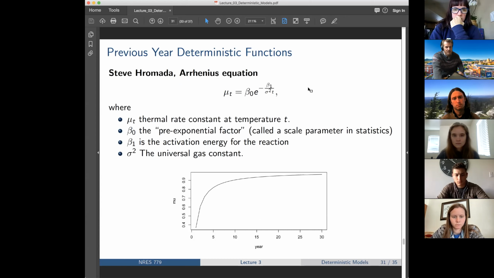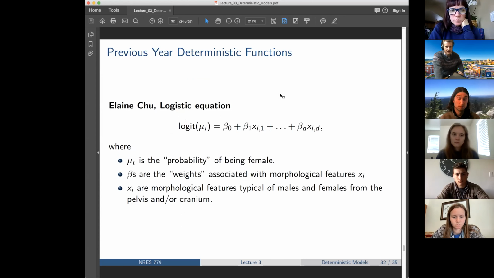Steve Ramada talked about the Arrhenius equation, where again, we have this negative exponential model. The point here with all these different functions is that they're all built on essentially the same building blocks, the same type of functions. These functions are ubiquitous across fields, and they all have different names and different interpretations of the parameters. But if we understand some basic functions, we can use these to understand how we can quantify ecological processes.